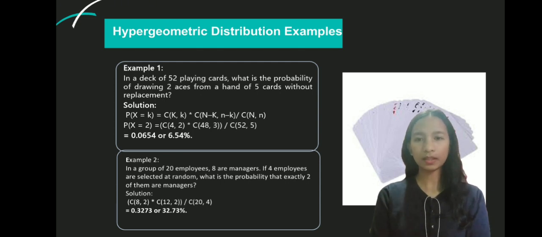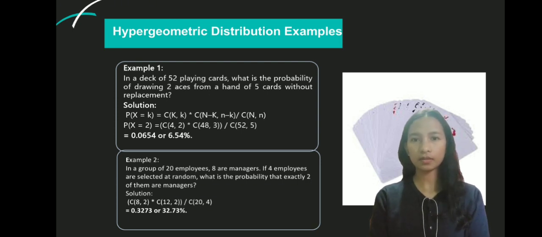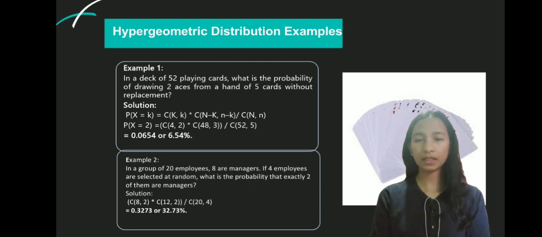Using the hypergeometric formula, we can calculate the probability. There are 8 managers in the group, so the probability is calculated as follows, which equals 0.3273 or 32.73%. This means there is a 32.73% chance of selecting 2 managers when 4 employees are chosen at random from a group of 20 employees where 8 of them are managers.